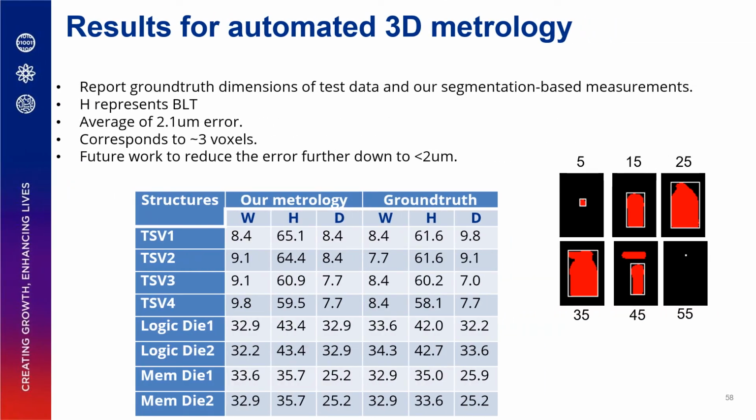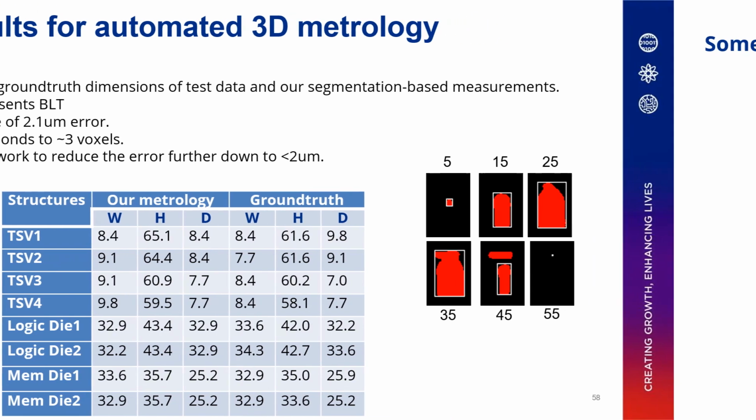So these are results for the automated 3D metrology based on our idea. And the average error we had was basically 2.1 micrometers, which was already lower than what we expected for our baseline methods. This corresponds to about 3 pixels. And in future work, we plan to reduce it further down to less than 2 micrometers, which is a requirement for AME.